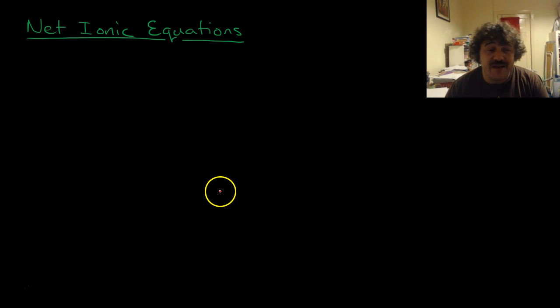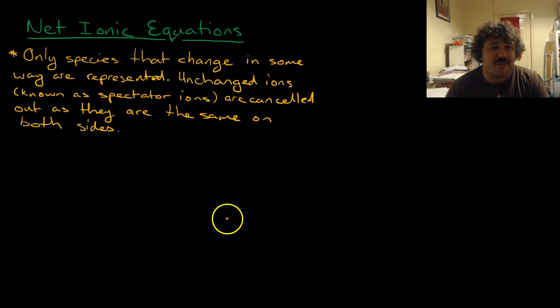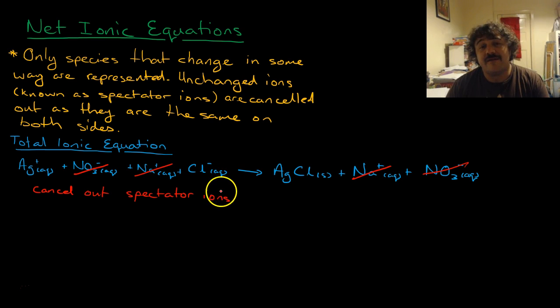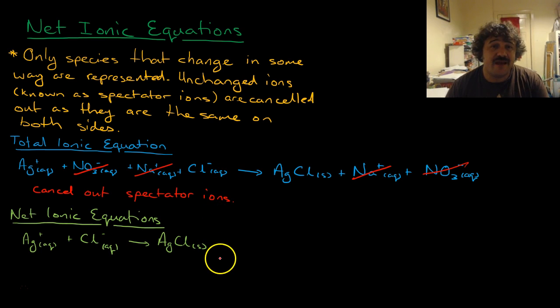Now, if we're going to draw a net ionic equation, we only draw the species that change in some way. Unchanged ions, or our spectator ions, don't get a look in. We cancel them out, because they're the same on both sides, so they're not having an effect. So here's our total ionic equation. It's the same one. The first thing you want to do is cancel out your spectator ions. Done. This now leaves a much, much simpler net ionic equation.